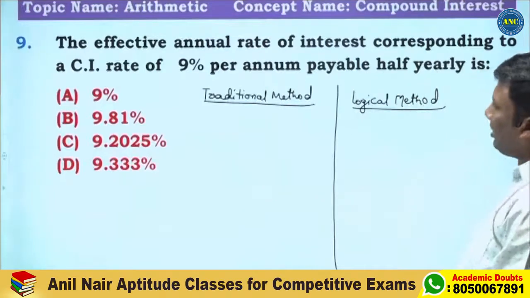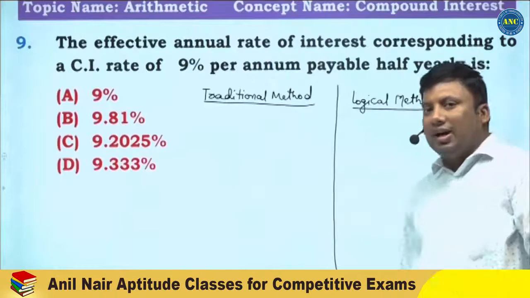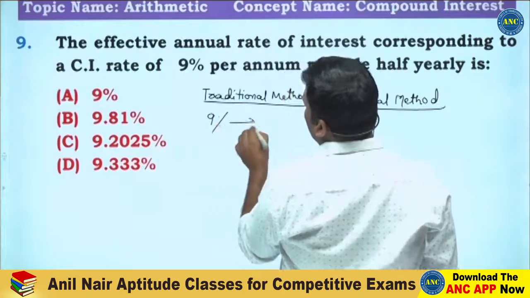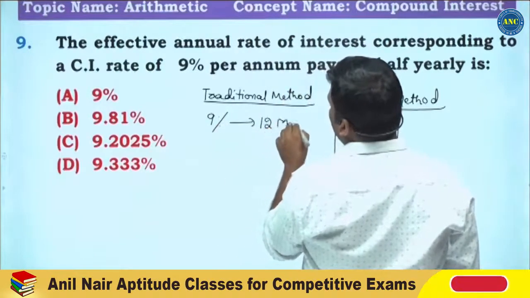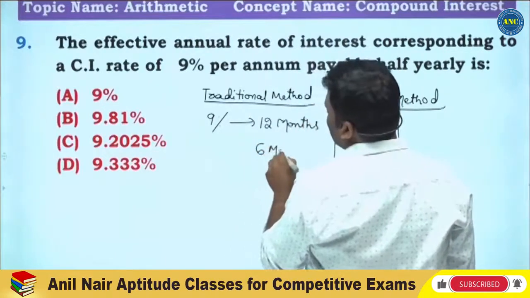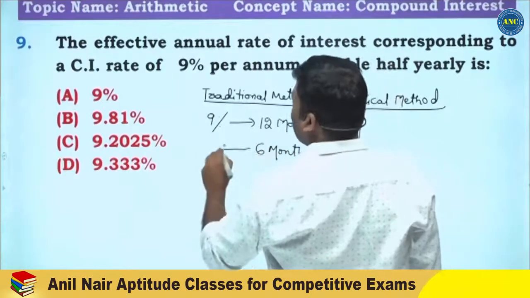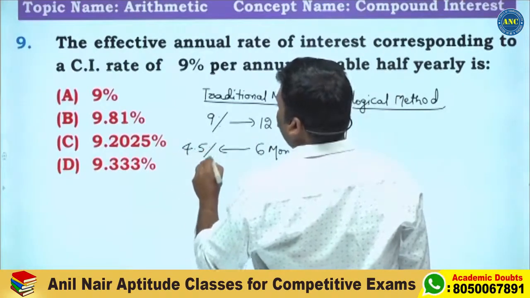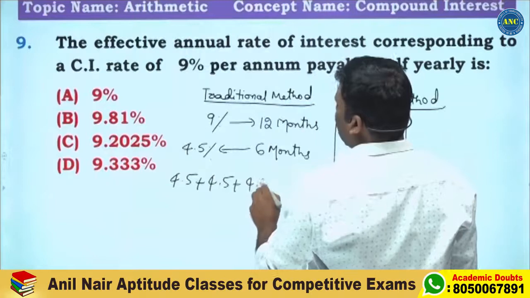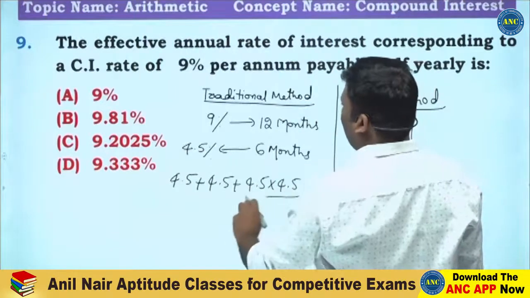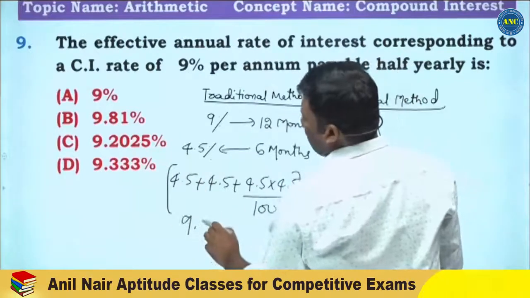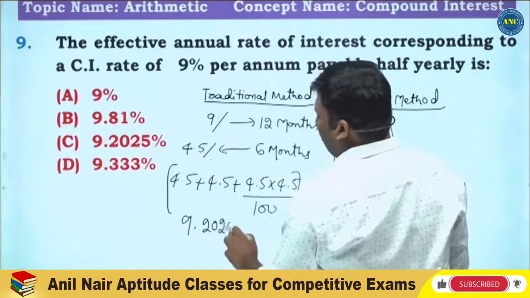Effective annual rate of interest corresponding to compound interest at the rate of 9% per annum. Per annum it is 12 months. I require 9% for 12 months. I want half yearly. Half yearly it is 6 months. Half of 9 is 4.5%, which is 4.5 plus 4.5 plus 4.5 times 4.5 divided by 100, which is 9.2025%.